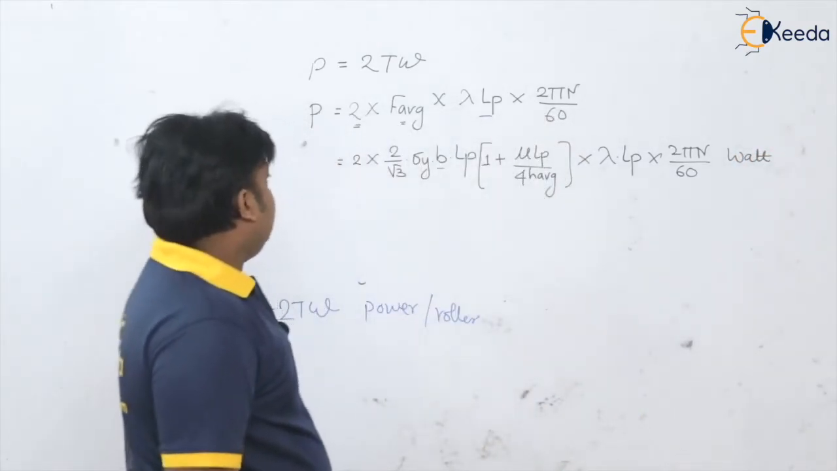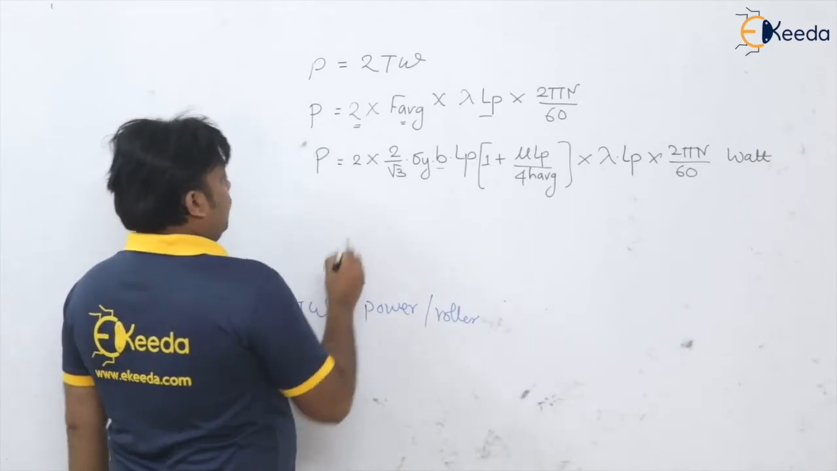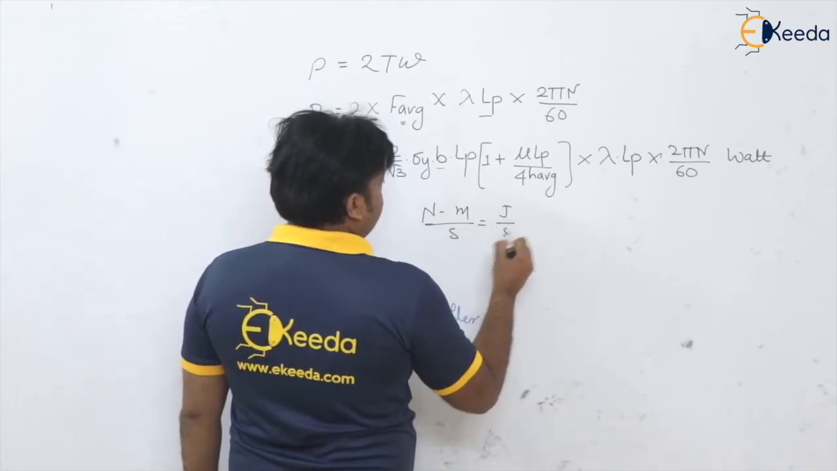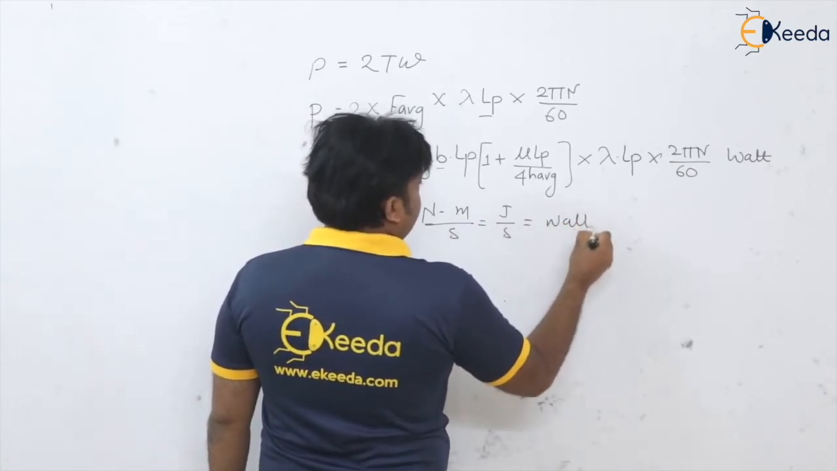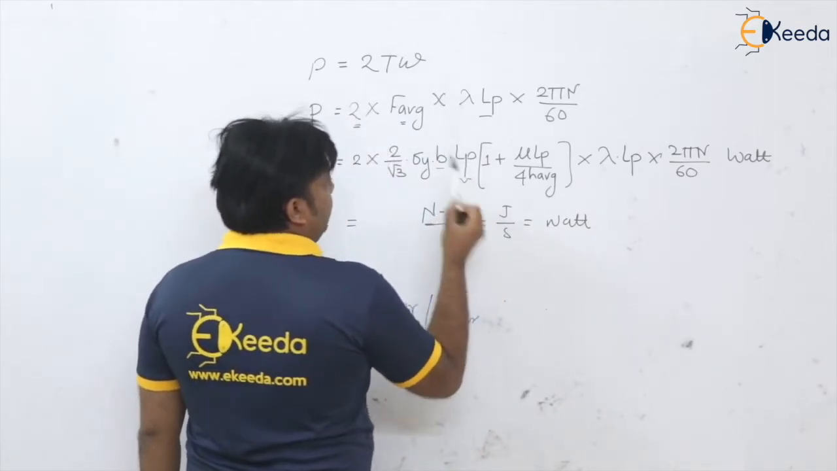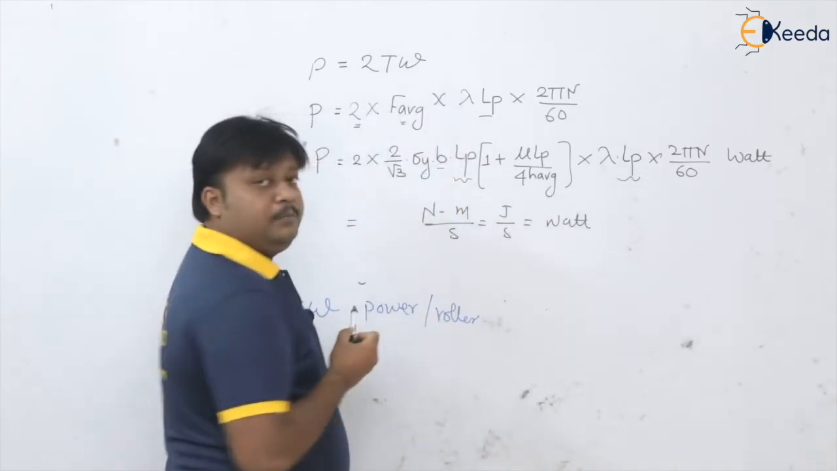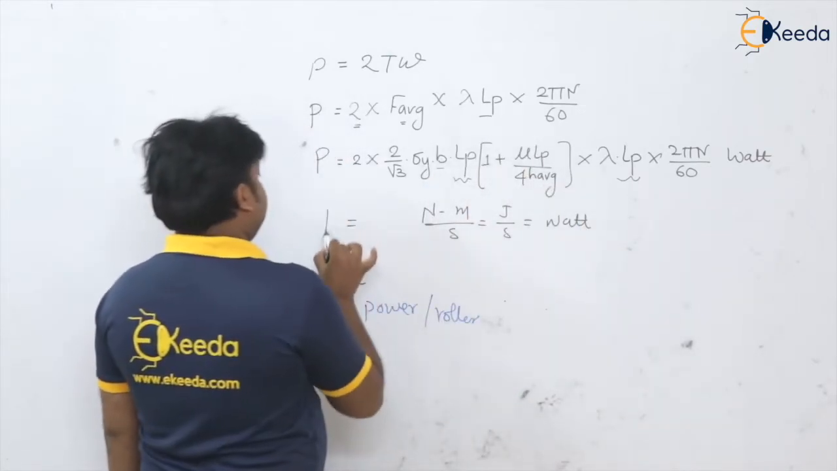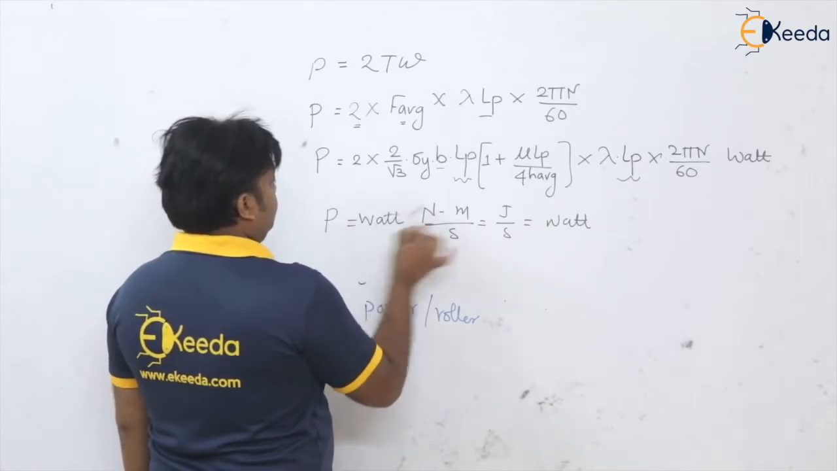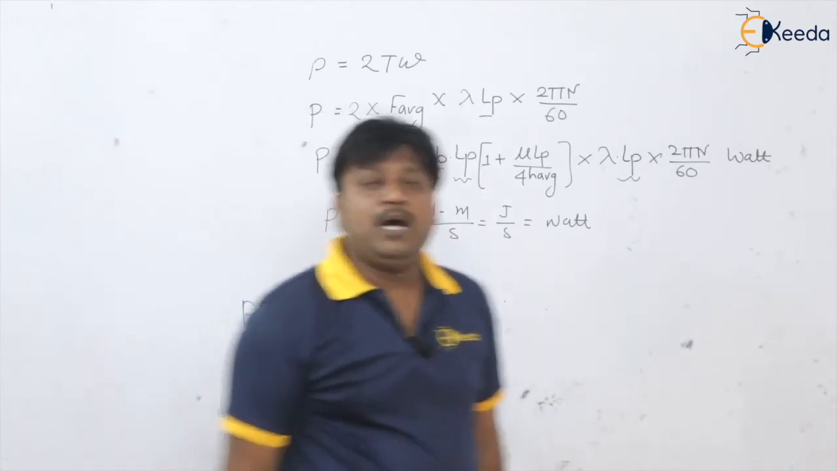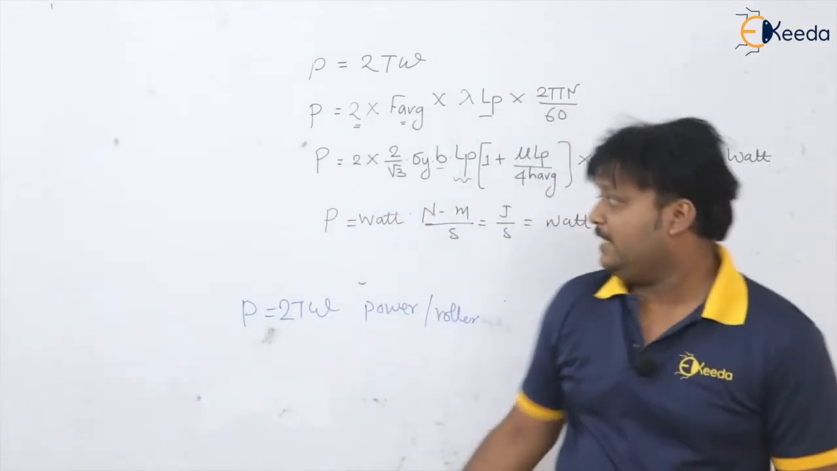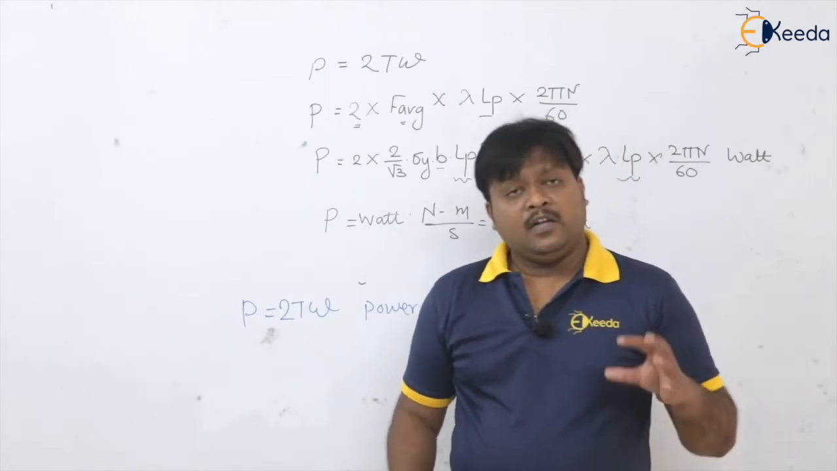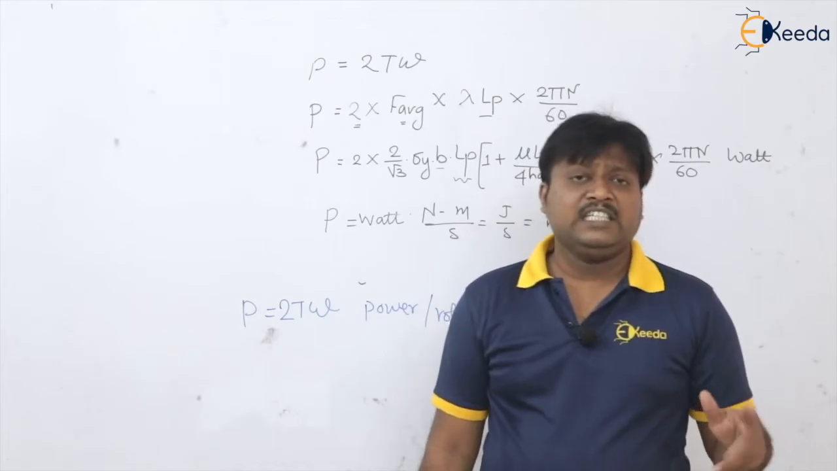You will get the power in watt, and please remember that power is what? It is Newton meter per second, that is joule per second, that is watt. So whenever you take this value for LP here, try to get it in meter, not in millimeter, so that you will get the power in watt. So this is the power in the rolling operation. Try to use this formula only, because we have assumed the plane strain condition. Of course there are other formulas where plane strain condition is not assumed.